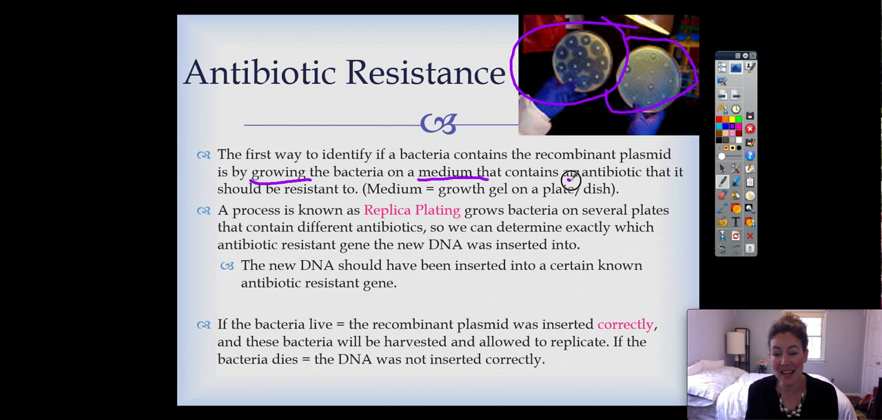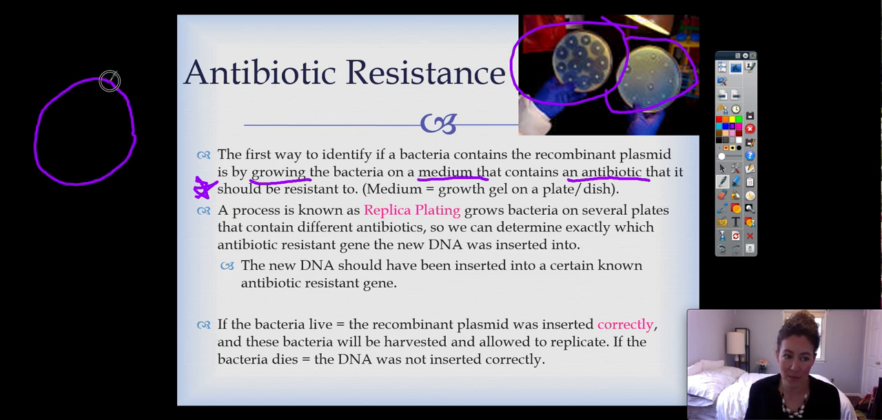Usually these plates contain an antibiotic. Remember, plasmids contain antibiotic-resistant genes. And whatever you grow this bacteria on, in theory, it should be resistant to whatever you're growing it on. Let's think about that before we move further. Our plasmids contain antibiotic-resistant genes. They might contain a gene here that says, let's resist penicillin. They might contain a gene here that says, let's be resistant to ampicillin.